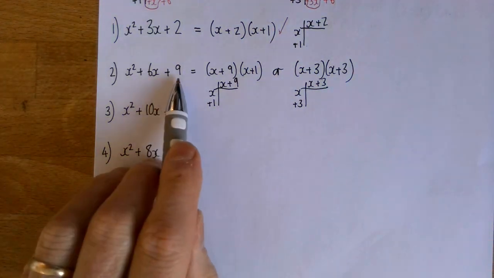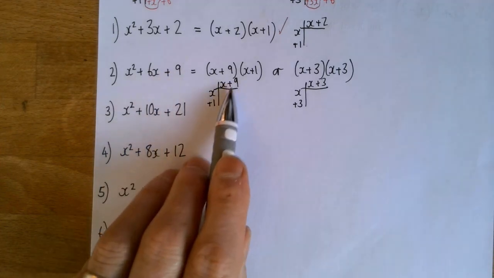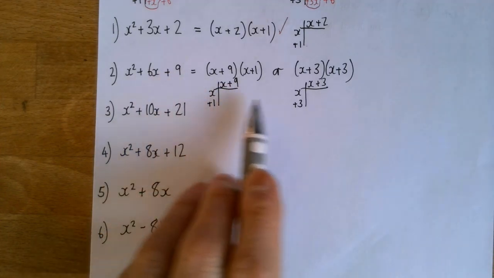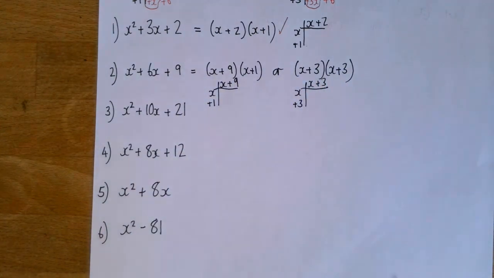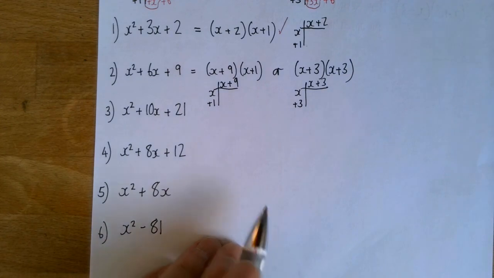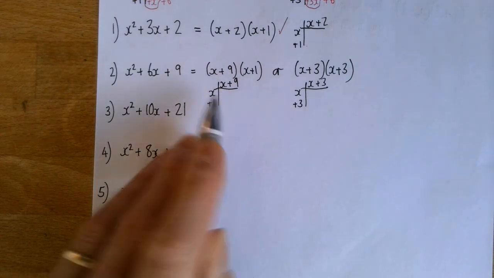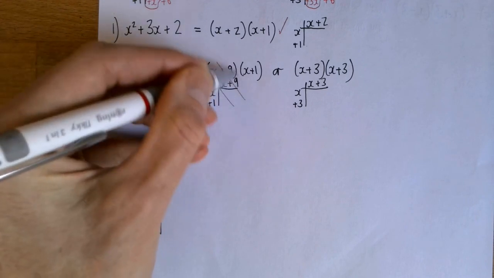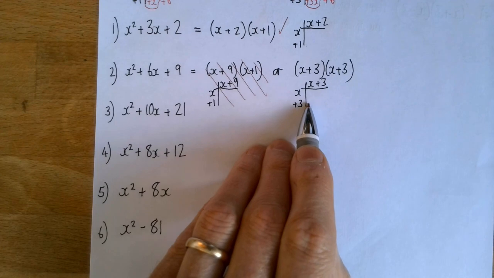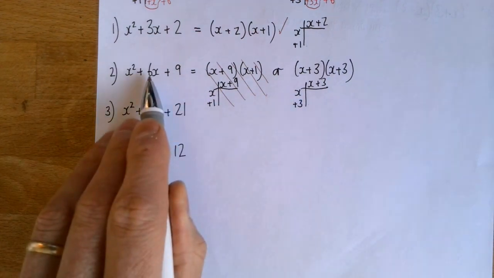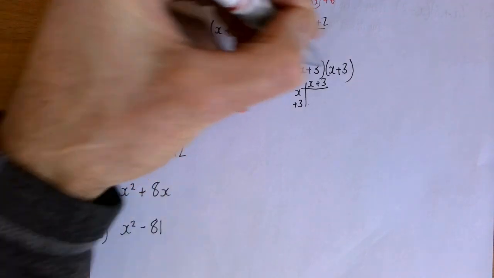I had a couple of options for this one, because to get that 9, I could have either got it by multiplying 9 times 1 or 3 times 3. So I've got two options here. Which one gives me 6x's? Well, this one would give me 9x plus another x, so that's 10x's, so it's not that one. This one would give me 3x's plus another 3x's, 6x's. Bingo. So that's the correct answer.